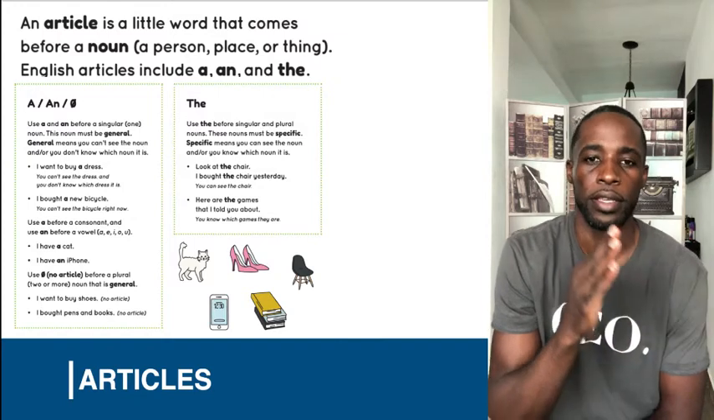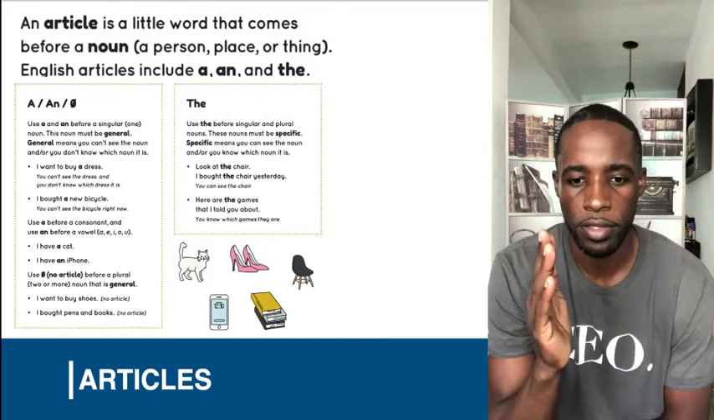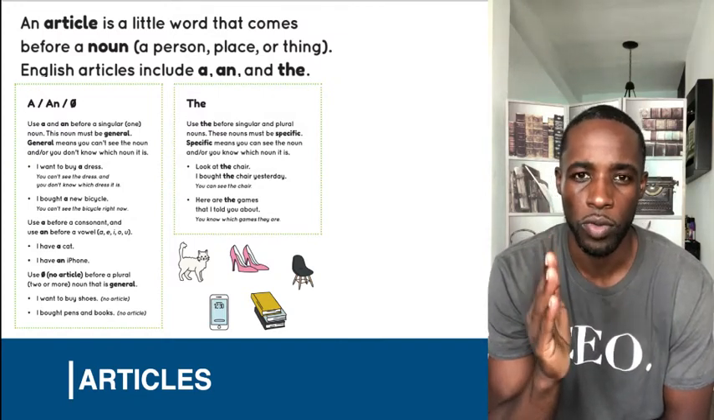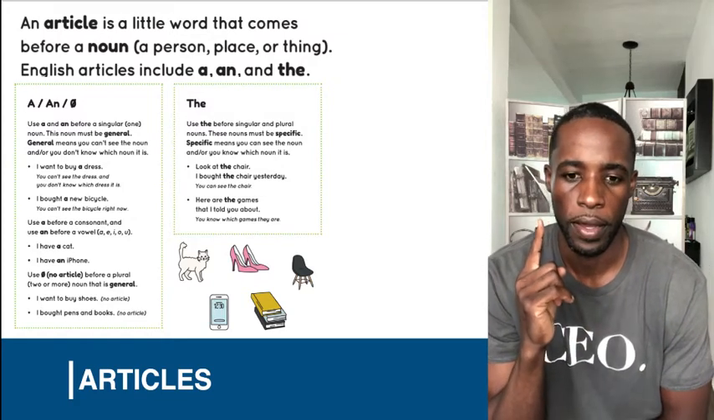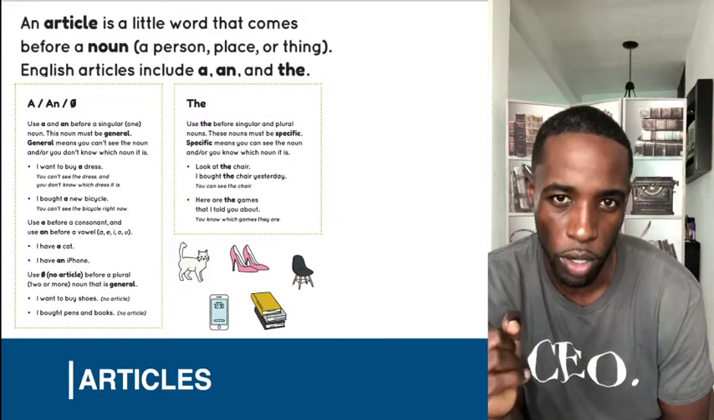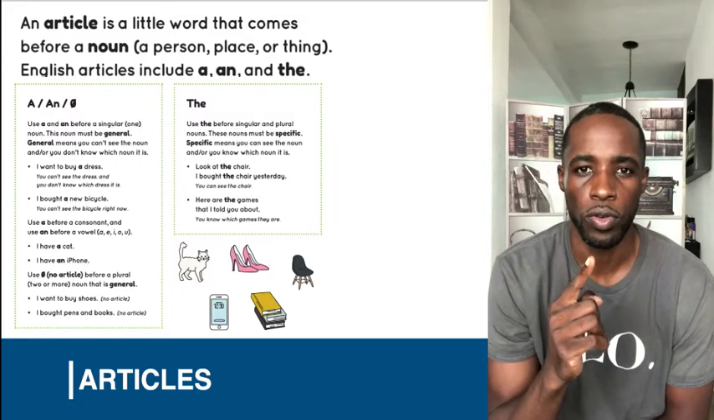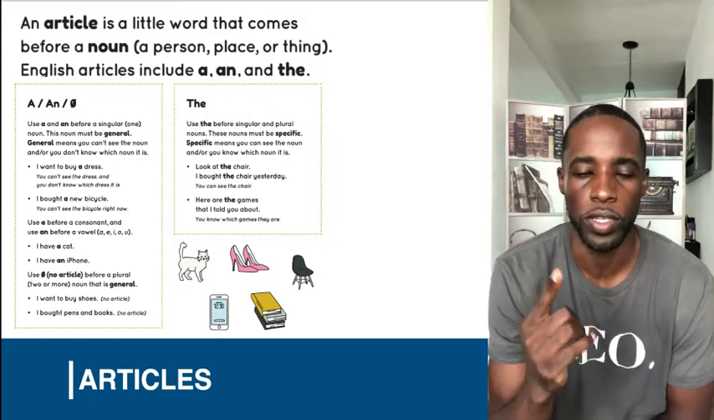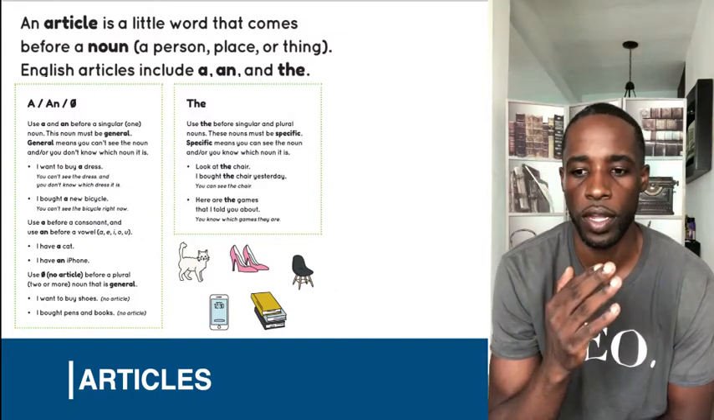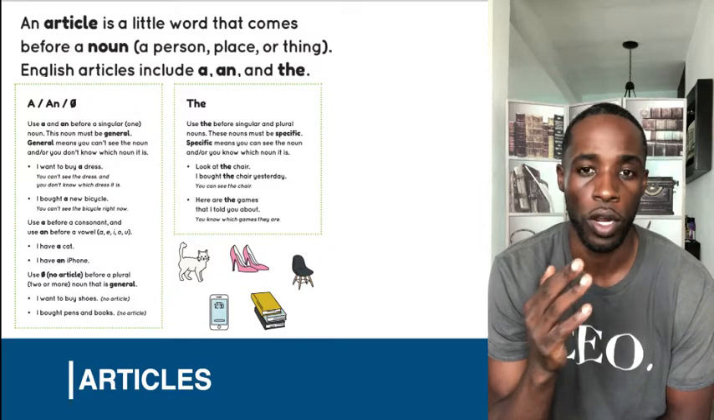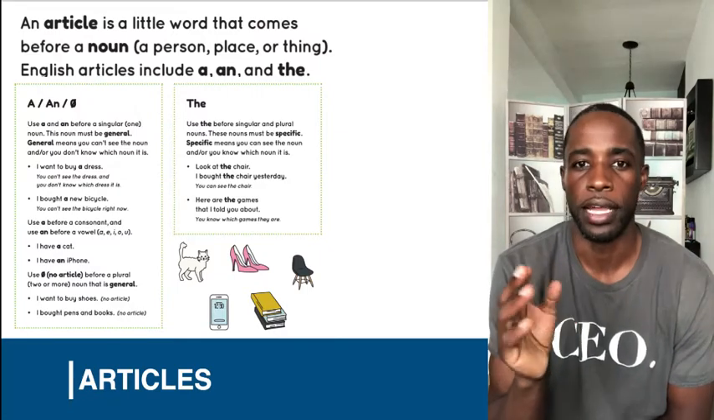Another thing is, back in the day, a lot of small towns only had one of everything. So you would say, I'm going to the mall. I'm going to the post office. I'm going to the bank. Obviously, you can use a bank. You can use no article. You can say banks, but that's in a different context.